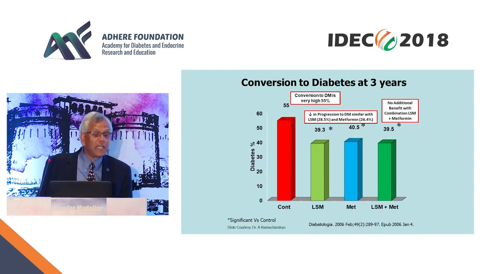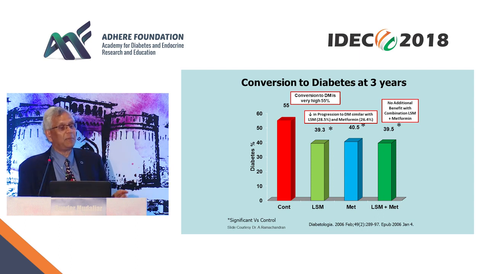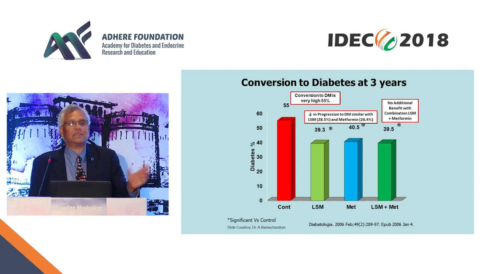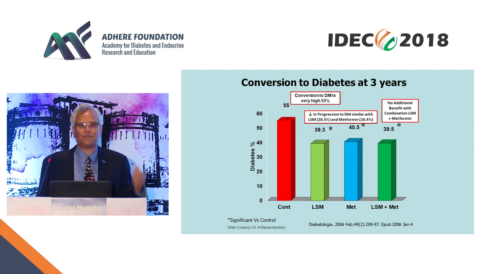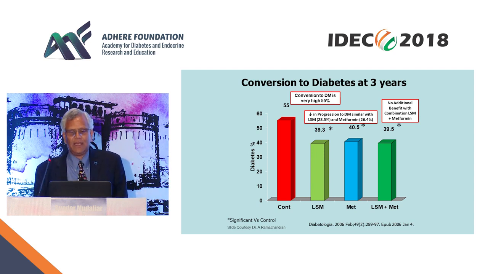Control group, 55% converting to diabetes, reduced by lifestyle modification to 39%, metformin 40%, and in the Indian DPP, they did the combination of metformin and exercise, which we couldn't do. It's too expensive to do it in the thing. Conversion is very high. In the other one, I showed you 29. This is 55%.